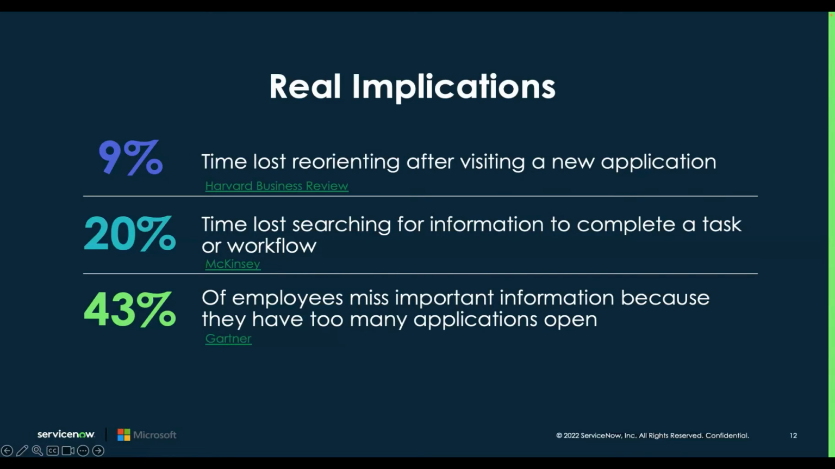Gosa? Sorry, I had a microphone problem. I'm so sorry. Oh, okay. Yeah, I think you can handle from here, Jeff. I will just say this last piece: 43% of employees miss important information because they have too many applications open. So I'll let you continue, Jeff, from here.